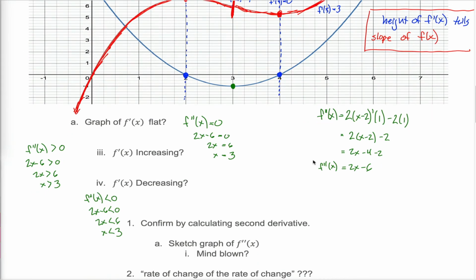First of all, we figured out that the second derivative of f of x is equal to 2x minus 6. The second derivative, just like the first derivative, just like the function, is itself a function. We can graph 2x minus 6. It's a linear function that has a y-intercept at -6 and a slope of 2. So I go up 2 units each time I go 1 unit to the right.